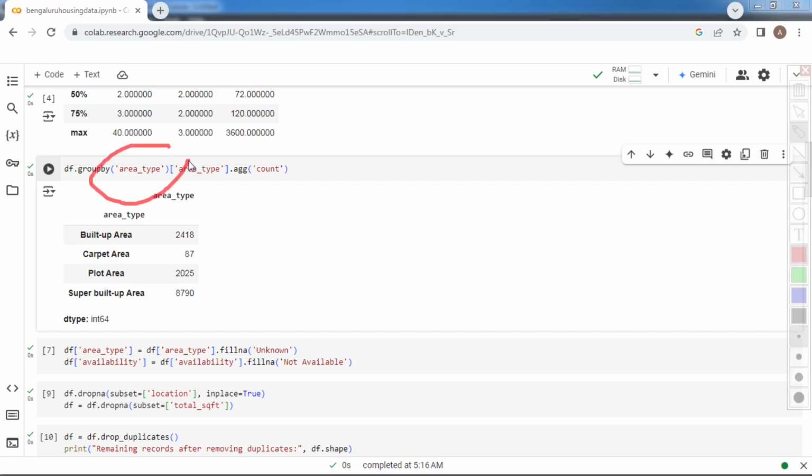And it counts the exact number of occurrences for each area type. So built up area 2418, carpet area 87 times, plot area 2025, super built up area 8790. And there's also another method of doing it, which is an equivalent alternative. It is by using df['area_type'].value_counts. You can do it that way also.